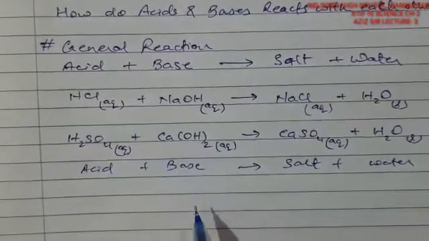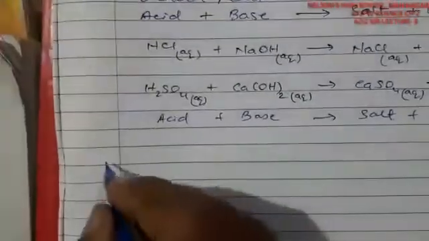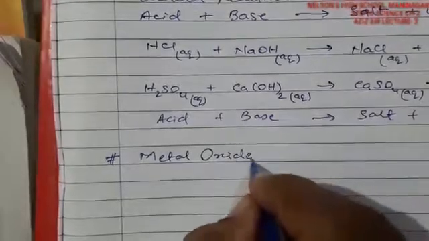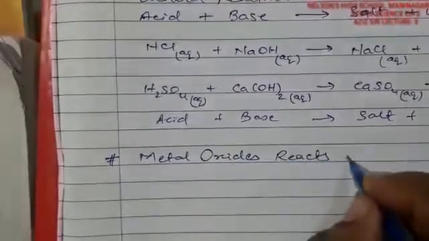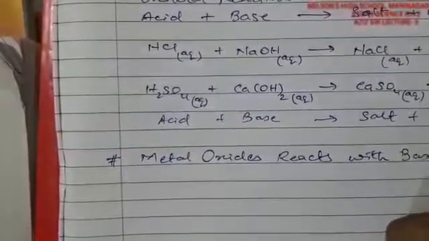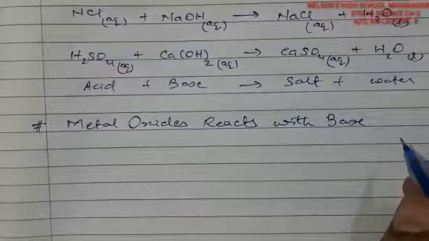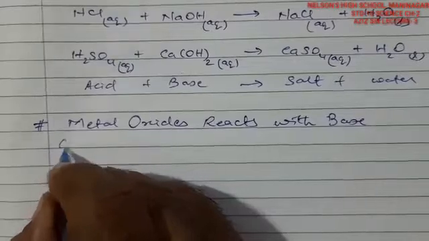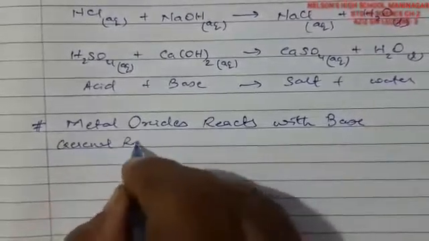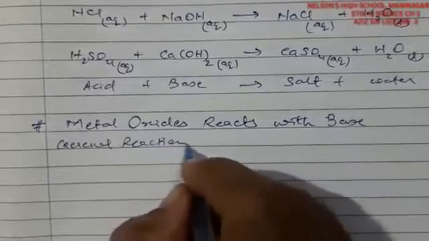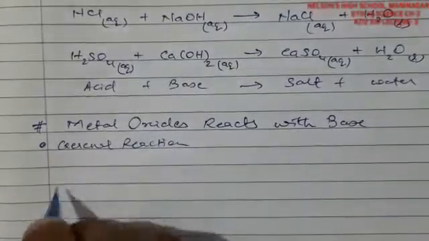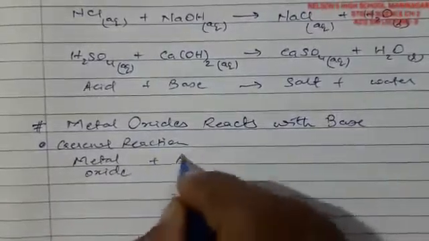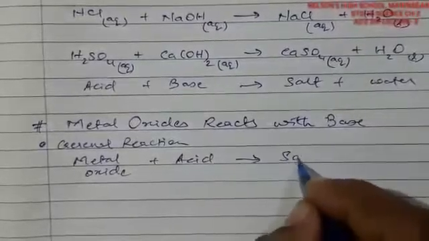Another is the reaction of metal oxides with acid. So we will take that also. Metal oxides react with acid. We will take one example, but the general reaction first of all. In short, in the general reaction, metal oxide reacting with acid gives us salt and water.